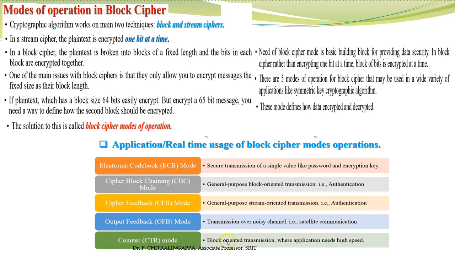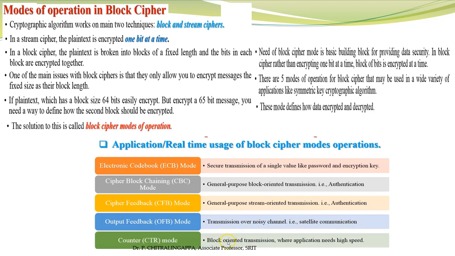Cryptographic algorithms work mainly on two techniques: one is block cipher and the other is stream cipher. In the stream cipher, plaintext is encrypted one bit at a time. In block cipher, plaintext is broken into blocks of fixed length and then the bits in each block are encrypted together. One of the main issues with block ciphers is that they only allow you to encrypt messages of a fixed size, their block length.